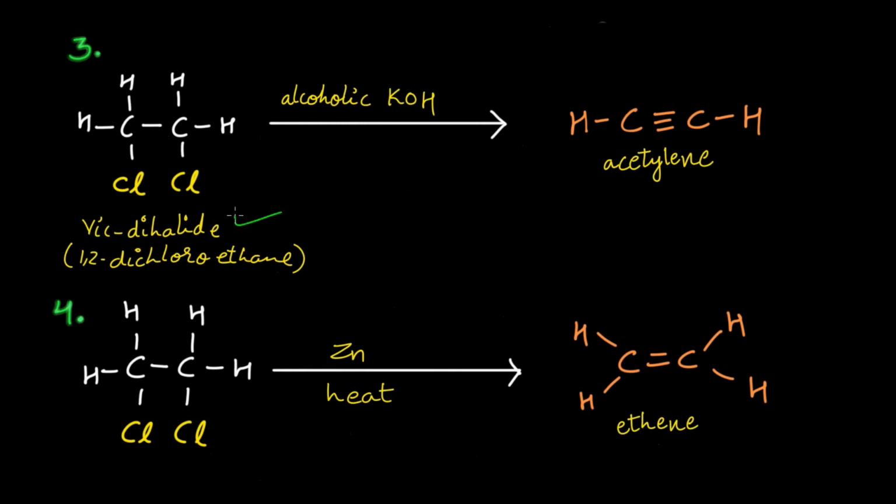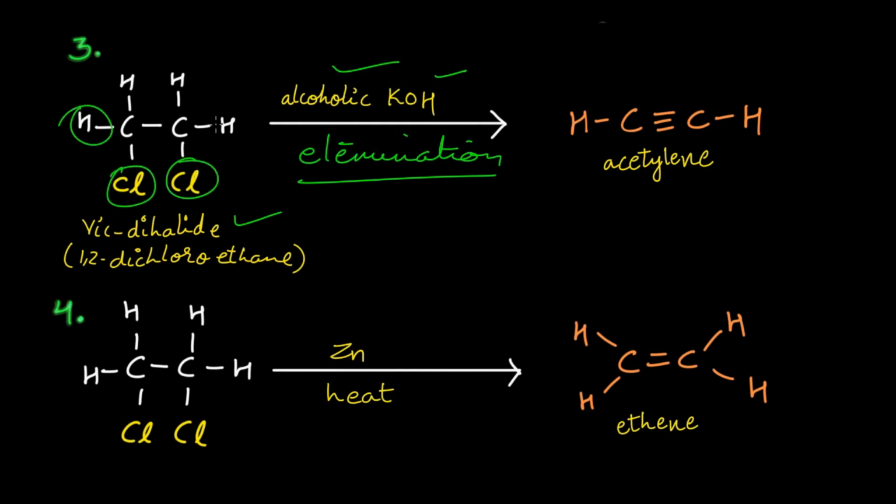Now when a VIC dihalide is treated with alcoholic KOH, elimination will take place. This chlorine will go with this hydrogen, and this chlorine will go with this hydrogen, so there will be creation of two more bonds, and you will get acetylene. Now when VIC dihalide is treated with zinc, you get ethene, or ethylene.